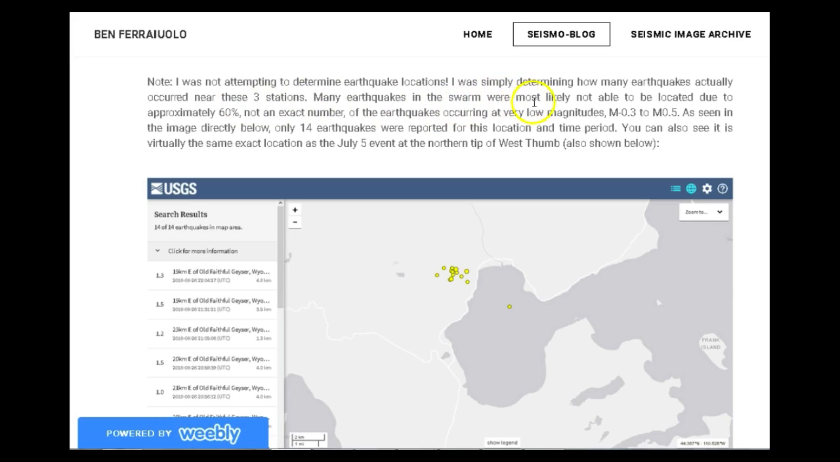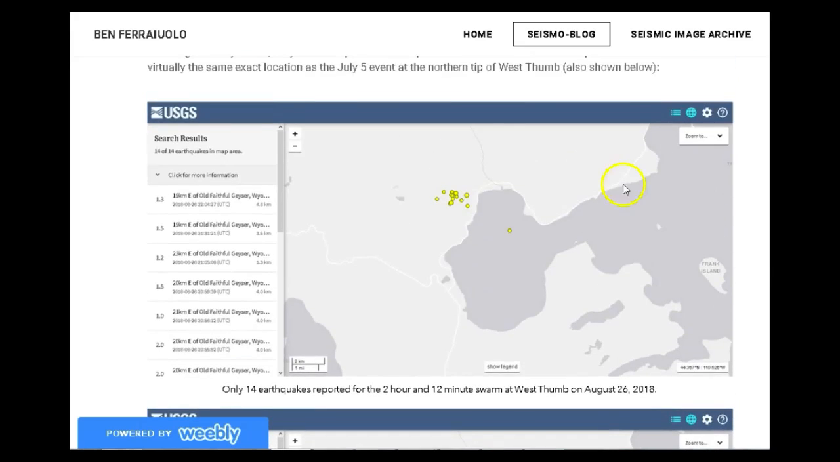Many earthquakes in the swarm were most likely not able to be located, due to approximately 60%, not an exact number, of the earthquakes occurring at very low magnitudes, magnitude negative 0.3 to probably around magnitude 0.5. Of course, others were above that, around the 1.3 to 1.5 range. As seen in the image directly below, only 14 earthquakes were reported for this location and time period. You can also see it is virtually the same exact location as the July 5th event at the northern tip of West Thumb, also shown below.